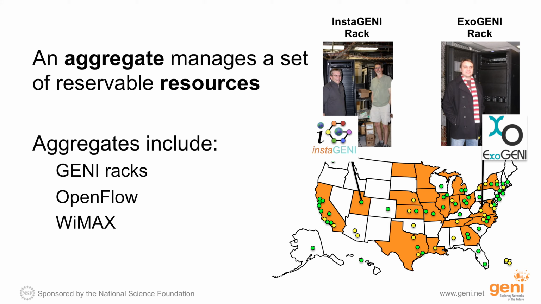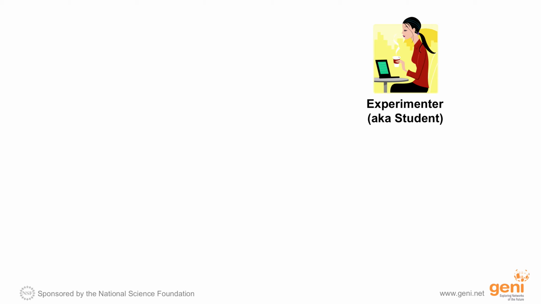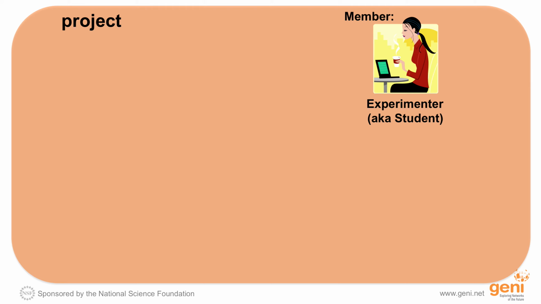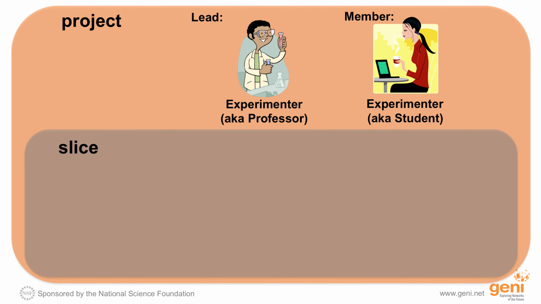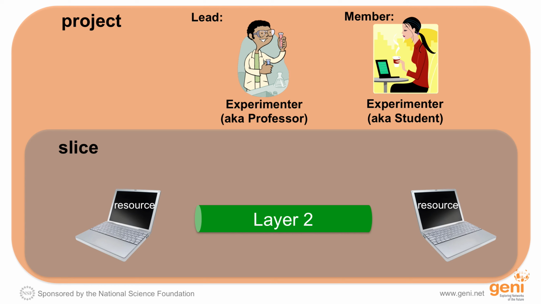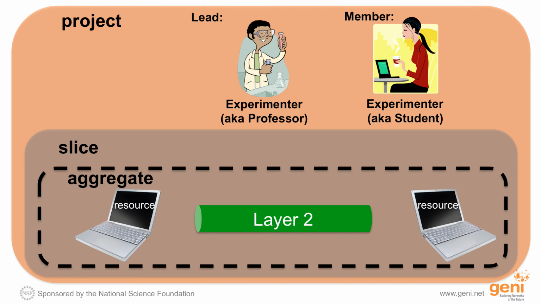Now, let's put this all together. An experimenter is a member of a project, which is led by a project lead. Within this project, there are one or more slices. This slice contains virtual machines connected by VLANs, which are from one or more aggregates.